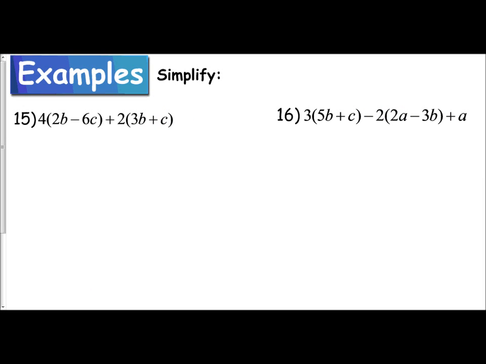Now we're going to simplify variable expressions by applying our distributive property. 4 times the quantity 2b minus 6c, you would distribute the 4 to both terms to get 8b minus 24c, plus 2 times the 3b plus c. So distribute the 2 in, you get 6b plus 2c. And now we combine our like terms. 8b plus 6b is 14b. And then negative 24c plus 2c is negative 22c.